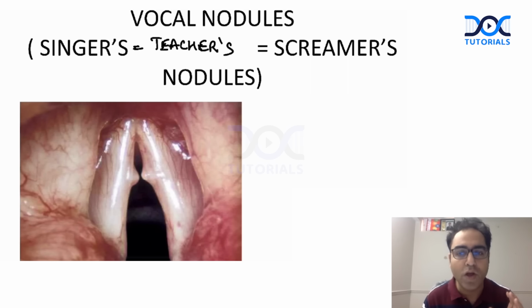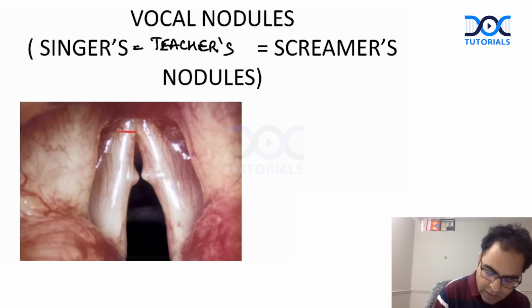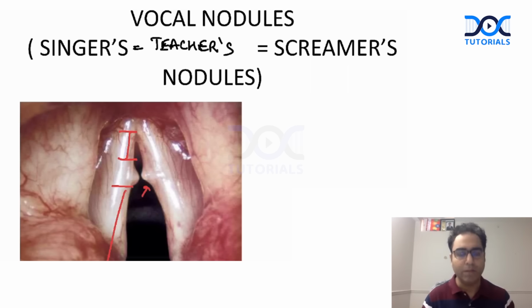What is the site of vocal nodule? Junction of anterior 1/3 with posterior 2/3. So please see the junction of anterior 1/3 and posterior 2/3, and they are bilateral nodules. Both sides, this side also, this side also. The chief complaint will be hoarse voice. Generally, a history of vocal abuse is there, or reflux of acid is there in the history of the patient.